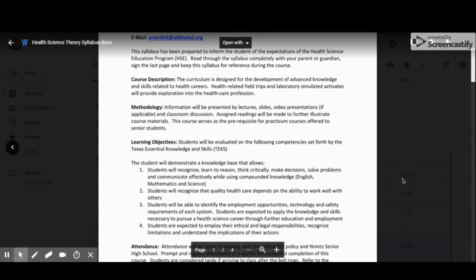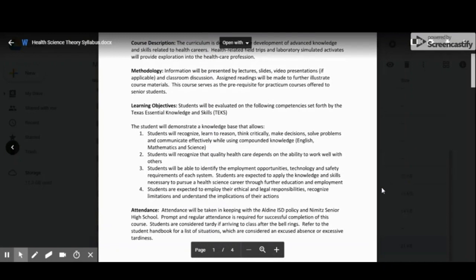You will be evaluated on the following competencies set forth by the Texas Essential Knowledge and Skills, which are called TEKS. You will demonstrate a knowledge base that follows. You will recognize, learn to reason, think critically, make decisions, solve problems, and communicate effectively while using compounded knowledge, English, mathematics, and science. Meaning those things that you learned in the 9th and 10th grade, they don't go away. You have to apply them in this class.